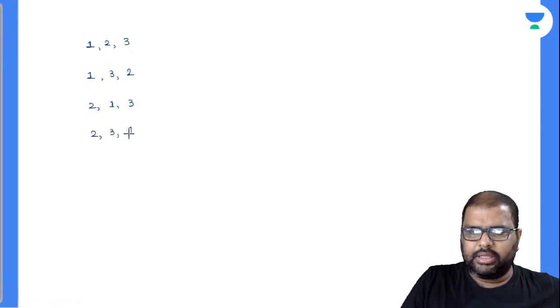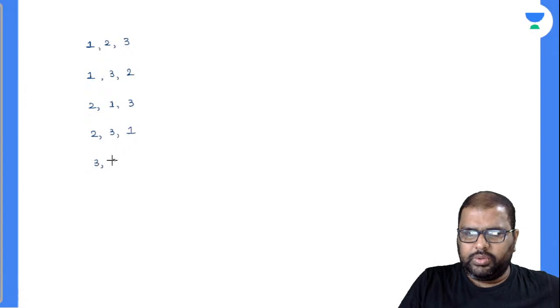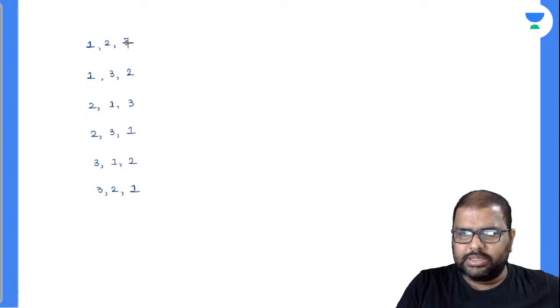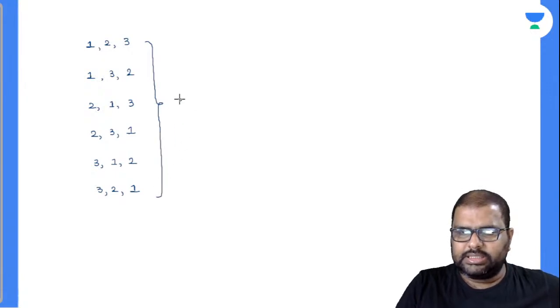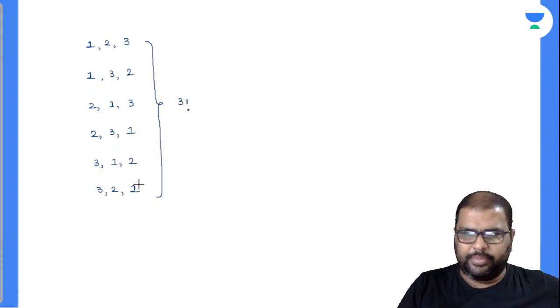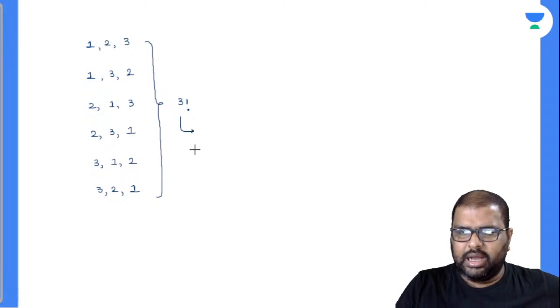Am I right or wrong? Now 3 1 2 is one arrangement. 3 2 1 is one arrangement. Am I right or wrong? Yes or no? So totally how many arrangements? 1 2 3 4 5 6. If you have 3 alphabets, you got 6 arrangements. The 6 arrangements is nothing but called 3 factorial. Let us suppose if you have R objects, is it R factorial? And this R factorial is nothing but called order of arrangement. Let me know, is this nothing but called order of arrangement?